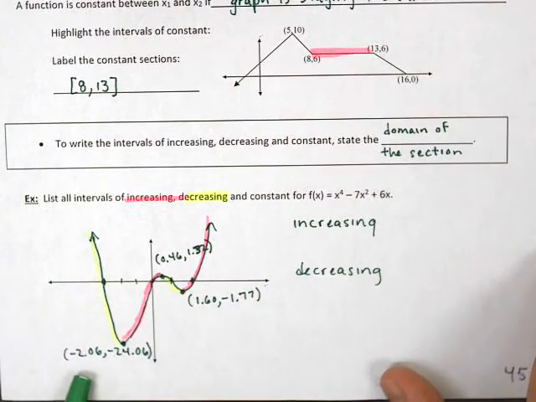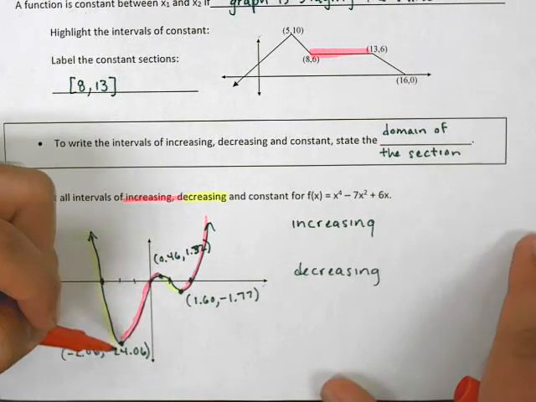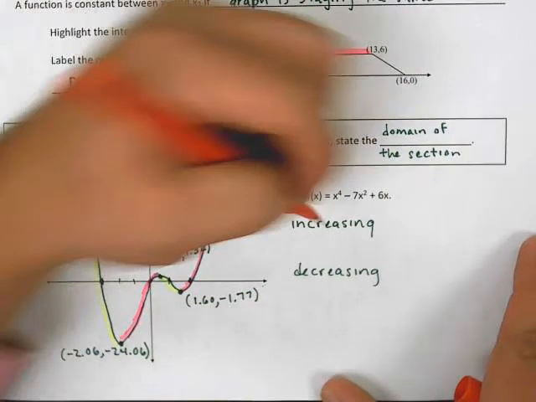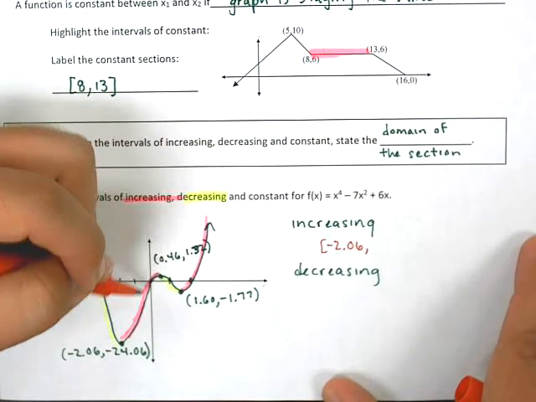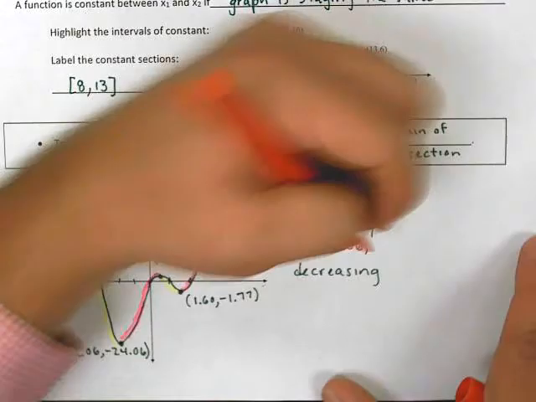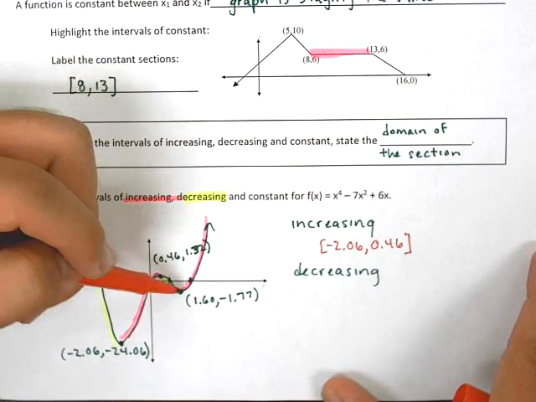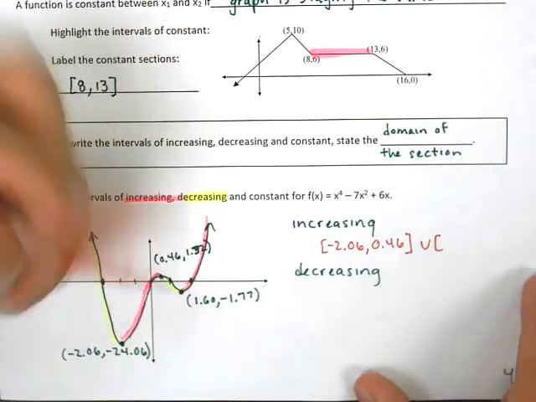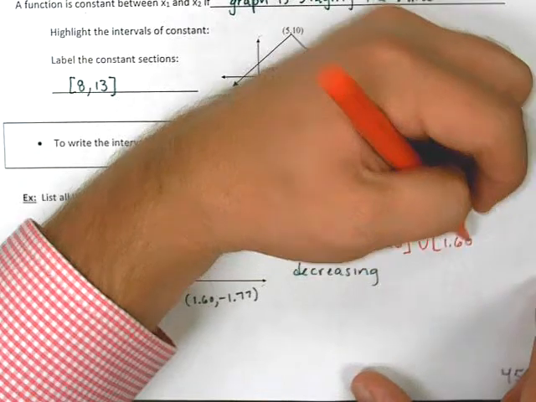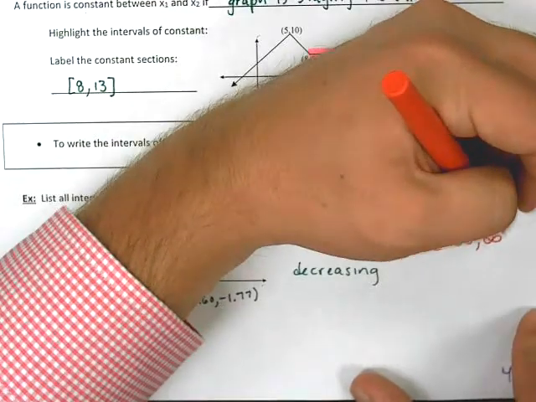I just care about the x's, which means that I want to start here at an x value of negative 2.06, and I go all the way here to 0.46. And then remember, I'm not done, right? I have to pick up this last section. So I union it with, well, this starts at 1.60, and it goes on and on forever towards positive infinity.